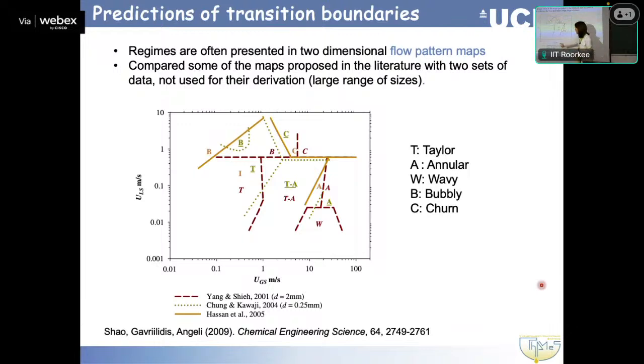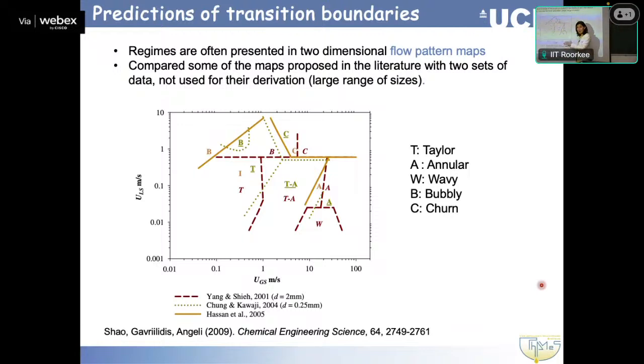And we used them against results from two other researchers, one at a small tube, 250 microns, and the other at a larger tube of 2 millimeters. What we did is that we represented the main flow patterns that we can see in gas-liquid flows: the Taylor flow, which is the T, the annular, which is the A, wavy, so there might have been some stratification in some cases, wavy stratified flow, bubbly flow, and this churn flow, which as you can see appears at very, very high velocities. And you see here how good or bad the predictions were.